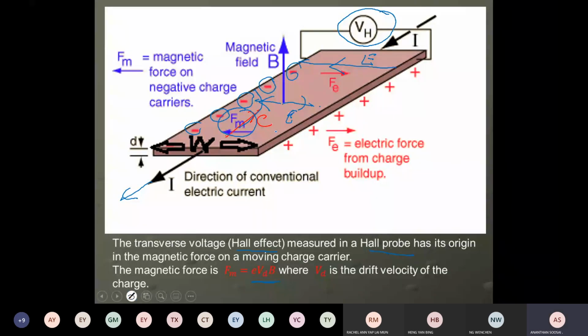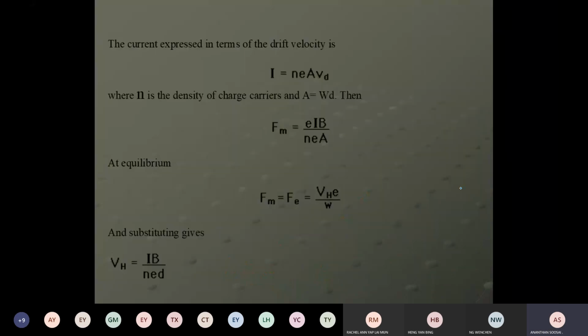Now we are going to prove that the Hall voltage is directly proportional to B. How did they come to this conclusion? That is the next slide, the derivation. You have to remember these derivations. Let's go through how the Hall voltage is directly proportional to B.